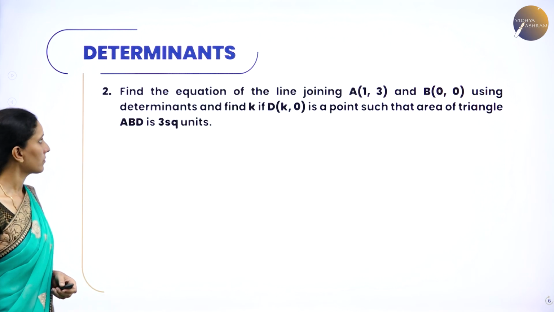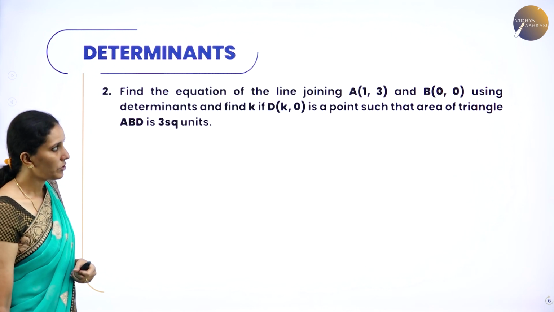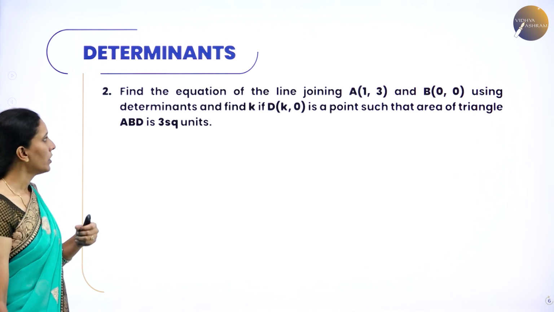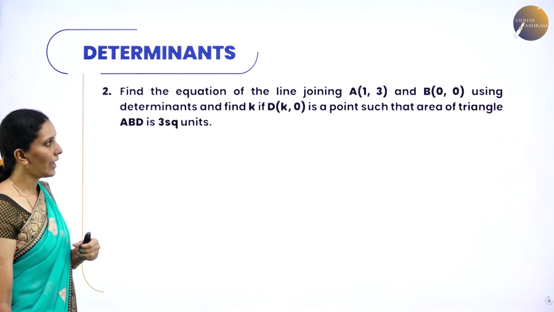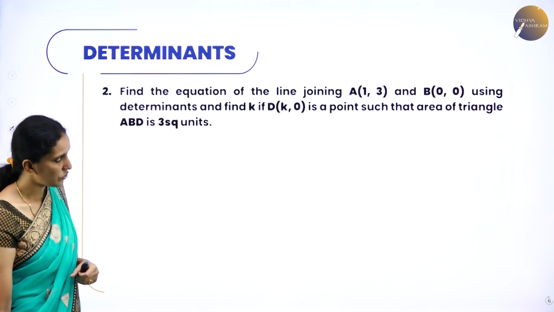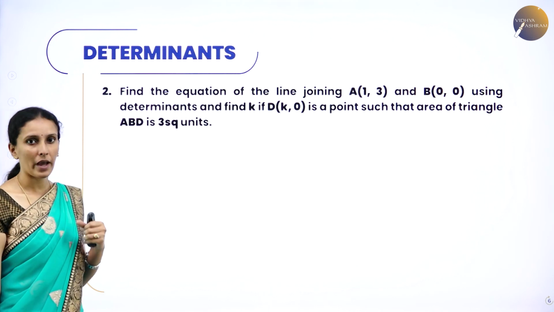Next, find the equation of the line joining A (1, 3) and B (0, 0) using determinants, and find K if D (K, 0) is a point such that the area of triangle ABD is 3 square units.